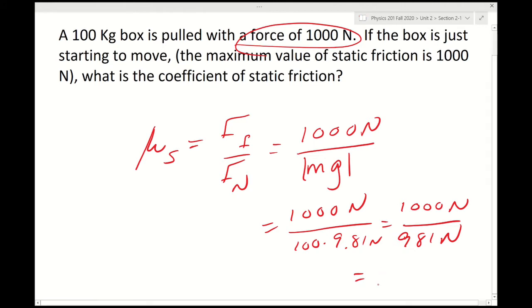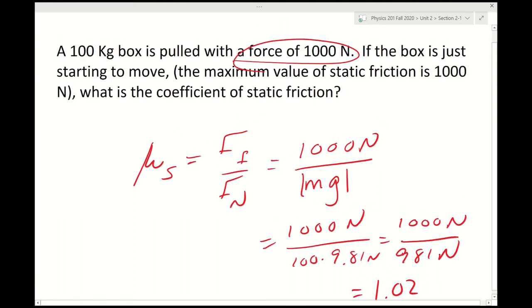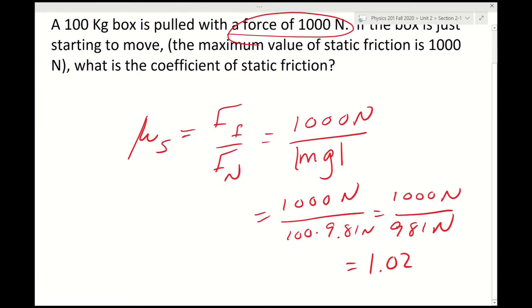of approximately 1.02. Now the units, newtons over newtons, will cancel. The coefficient of friction is in fact a unitless or dimensionless value, because it is in fact a pure ratio.